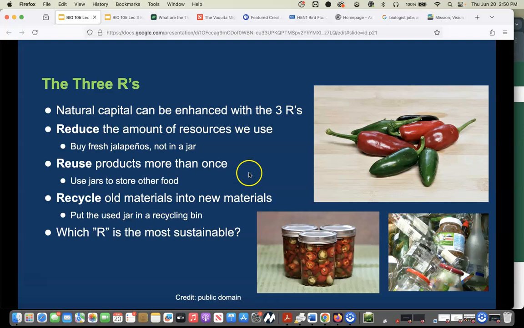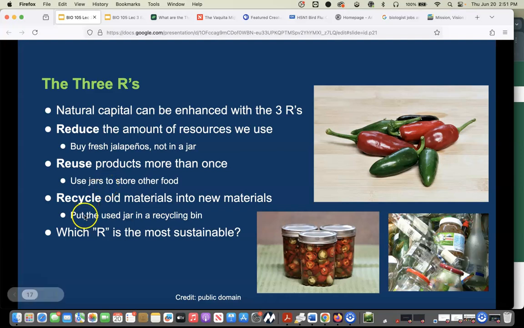If you said reduce, that is obviously our first goal, okay? Our first goal is to reduce the amount of that resource that we use, because then we're not using as much of that resource, right? The second one, in terms of more sustainable, is to reuse those products more than once. If you're going to use that product, then try to reuse every part of it. So if it was jalapenos that came in a jar, try to reuse that jar.